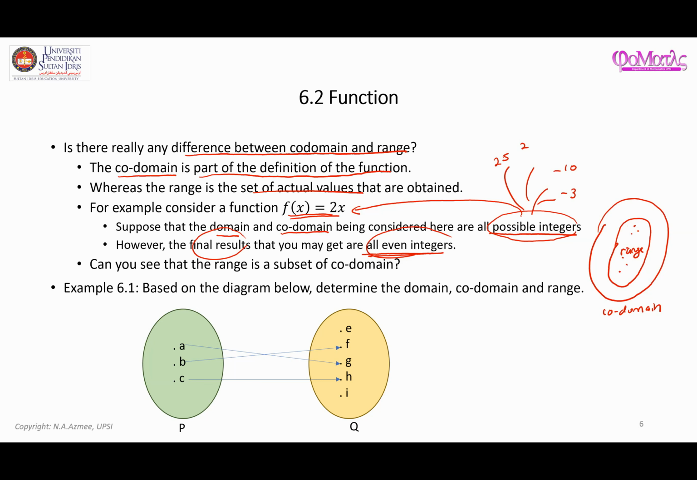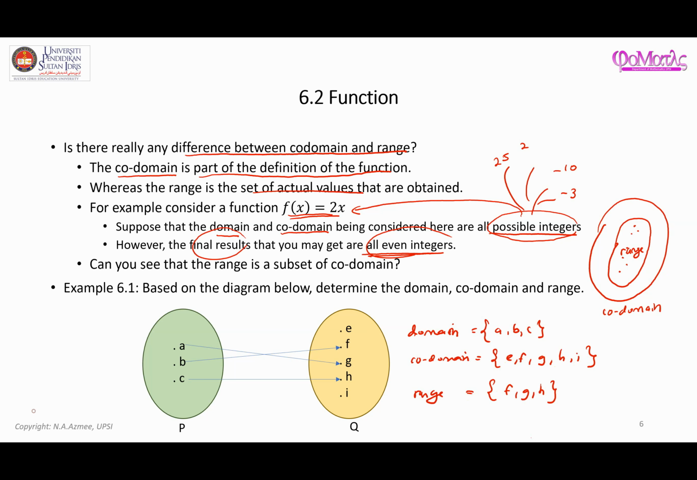Now, based on the diagram below, determine the domain, codomain, and range. Clearly for this one, the domain is A, B, and C. The codomain, you can see that it could be E, F, G, H, I. And the range or image is the actual values obtained when applying the function, which is just F, G, and H. Okay.